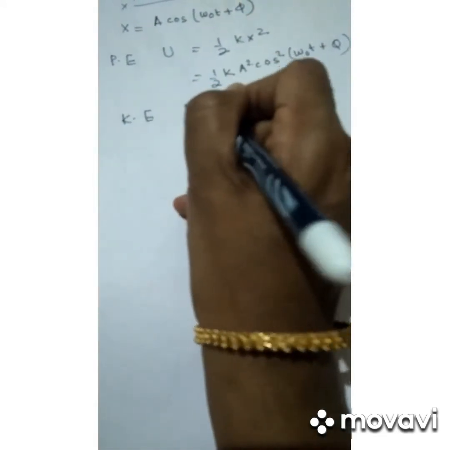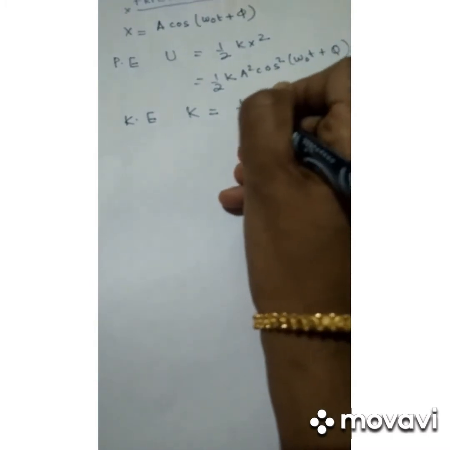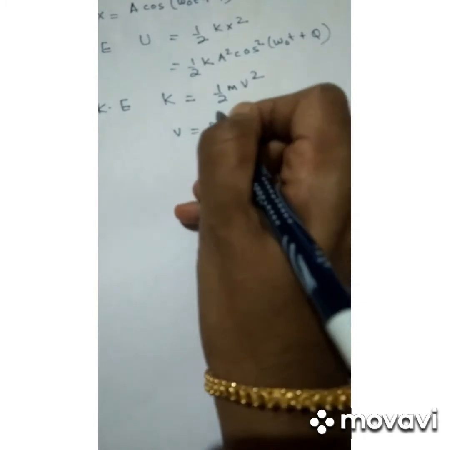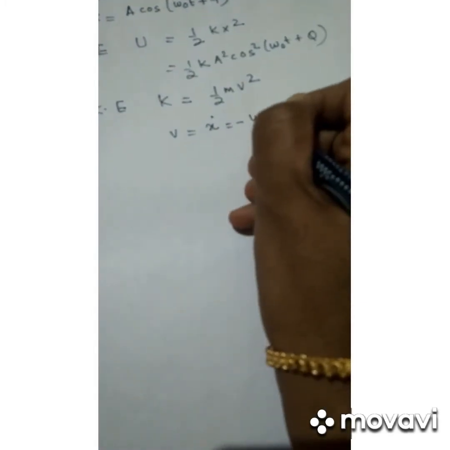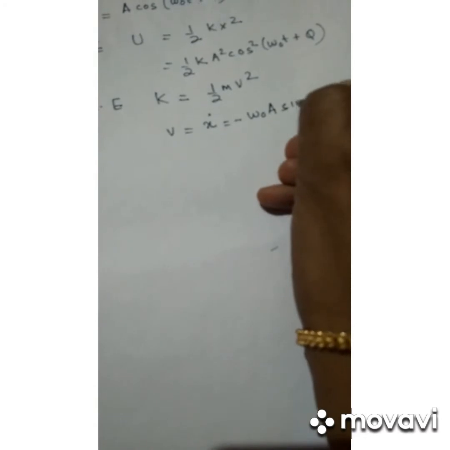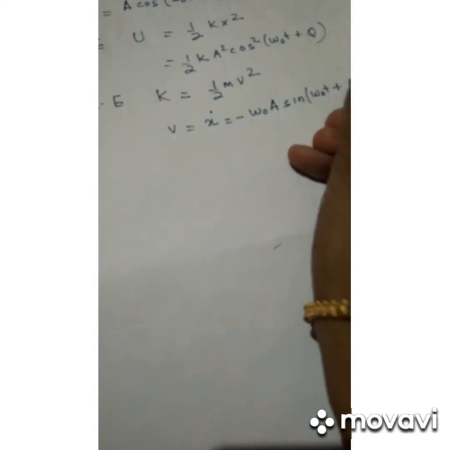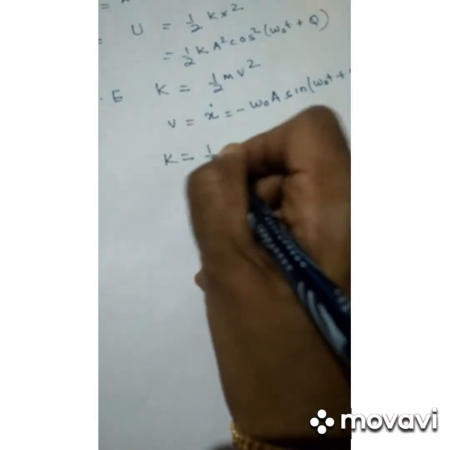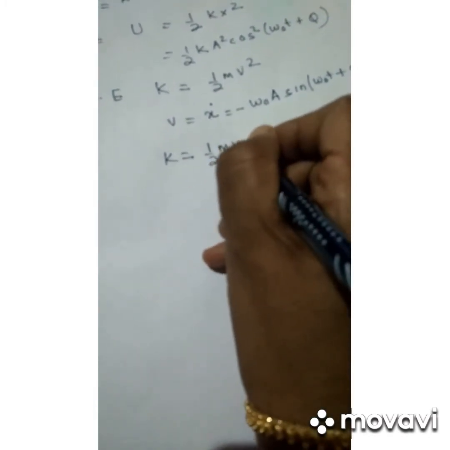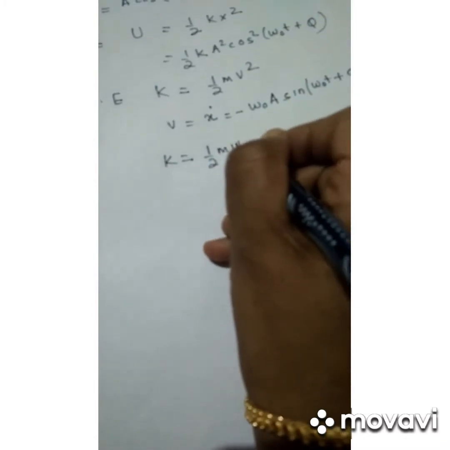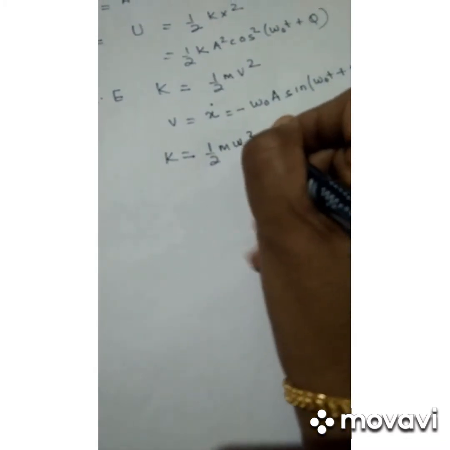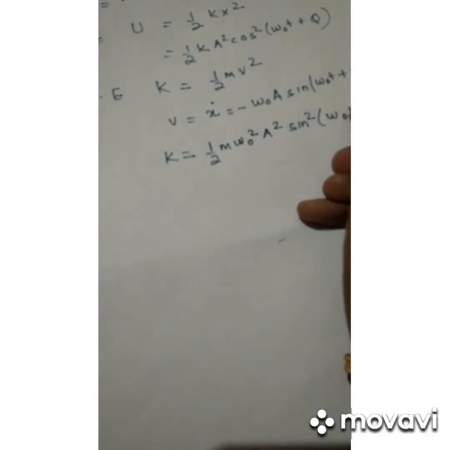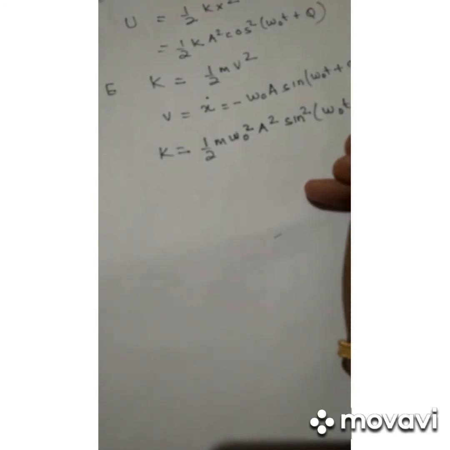Now we need to go to the kinetic energy. Kinetic energy K, let us name it, is given by half m v squared, which you know already. Now what is this v? v is equal to x dot, which is equal to minus omega 0 A sin(omega 0 t plus phi). So this comes out to be K equal to half m omega squared A squared sin squared(omega 0 t plus phi).